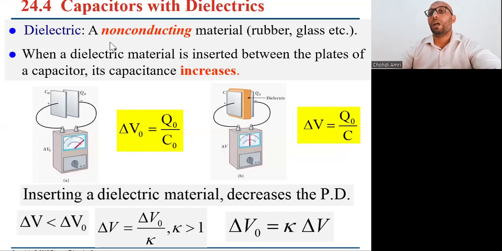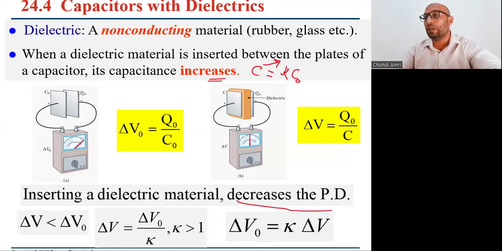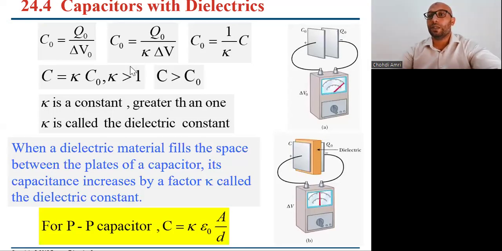Now, let's come back to the characteristics of the capacitors. When a dielectric material is inserted between the plates of the capacitor, the capacitance, as we said, increases: C equals kappa multiplied by C naught. What happens to the potential difference? The potential difference decreases by a factor of kappa. So the potential difference will be delta V naught over kappa. And since kappa is greater than 1, this will be decreasing. Okay. What happens to the energy? Energy also is decreasing.